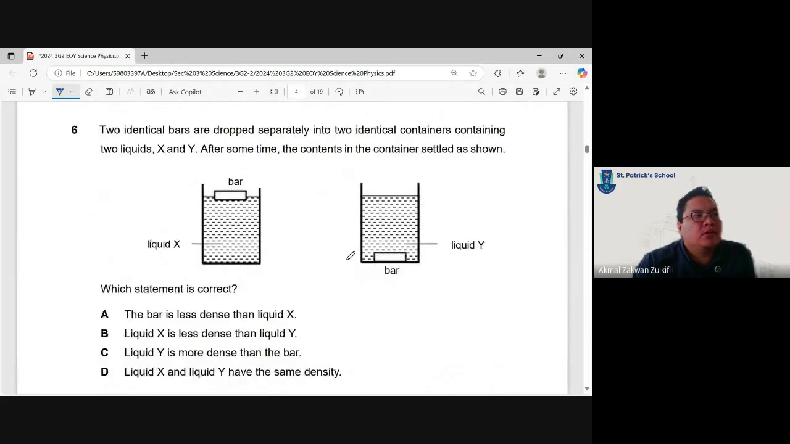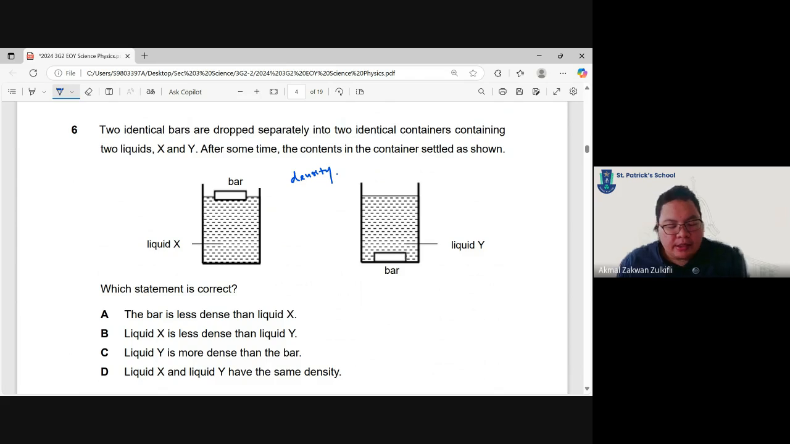Okay. Question 6. Two identical bars are dropped separately into two identical containers containing two liquids X and Y. After some time, the content in the container settled like that. So we know that what we see is floating and sinking. We know that the topic is, which topic? Has to be density, right?